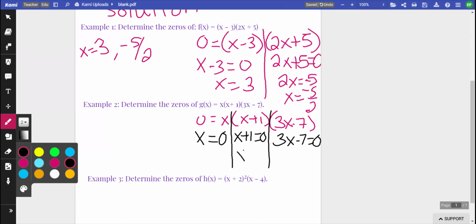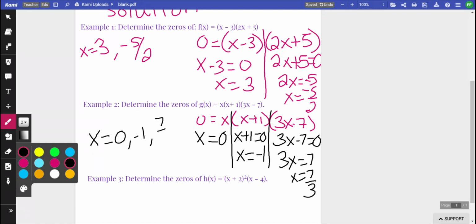First one's already done for you. We just got 0. Second one, we're going to have to subtract 1. Last one, we're going to have to add 7, and then finally divide by 3. So for the second example, my zeros are at 0, -1, and 7/3.